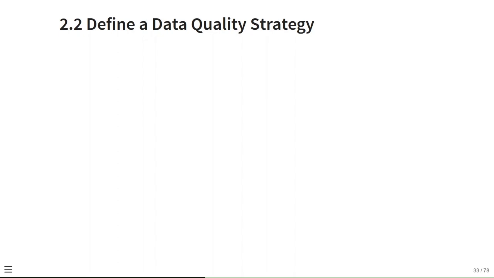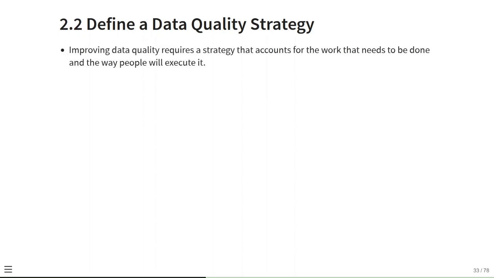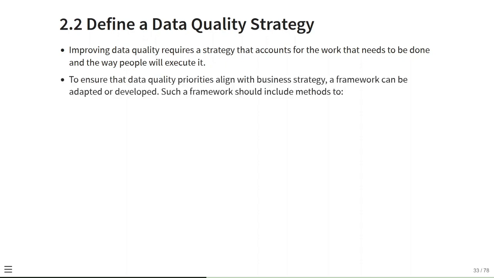Define a data quality strategy. Improving data quality requires a strategy that accounts for the work that needs to be done and the way people will execute it. To ensure that data quality priorities align with business strategy, a framework can be adapted or developed.